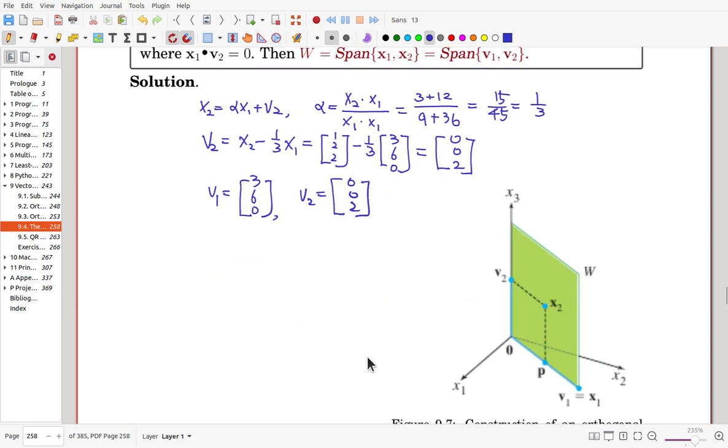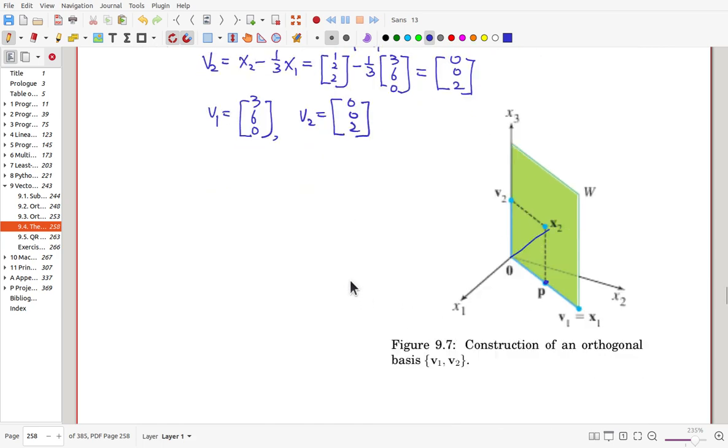See this figure? x1 is here. Now x2 is this vector. Rather than using x1, x2, we try to project x2 to the space of x1, and that is the projection, and this is the orthogonal component, and so that here v1, v2 are orthogonal, and they form an orthogonal basis.